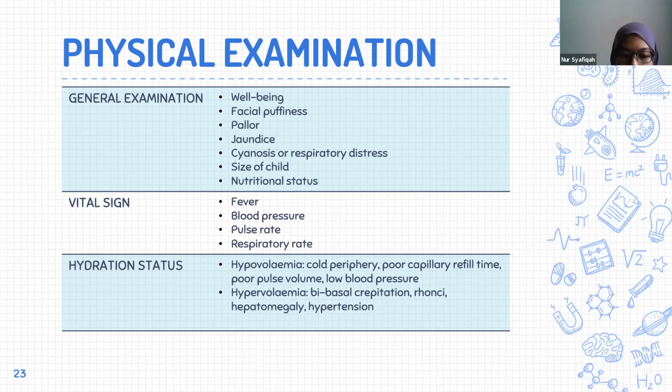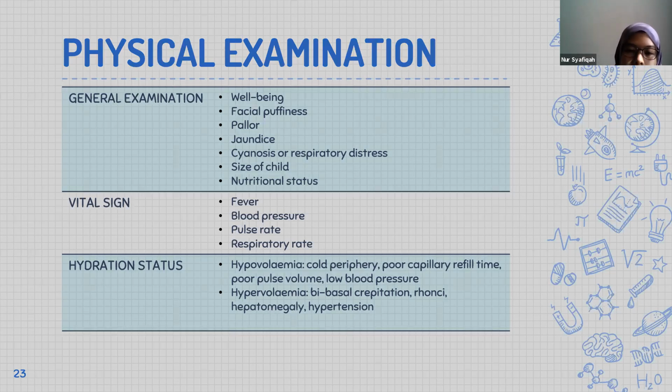Next, we assess for the hydration status, such as hypovolemia. In hypovolemia, the child can present with a cold periphery, poor capillary refill time, also poor pulse volume, and also low blood pressure. And for hypervolemia, the child can present with bibasal crepitations, bronchi, hepatomegaly, and also hypertension.